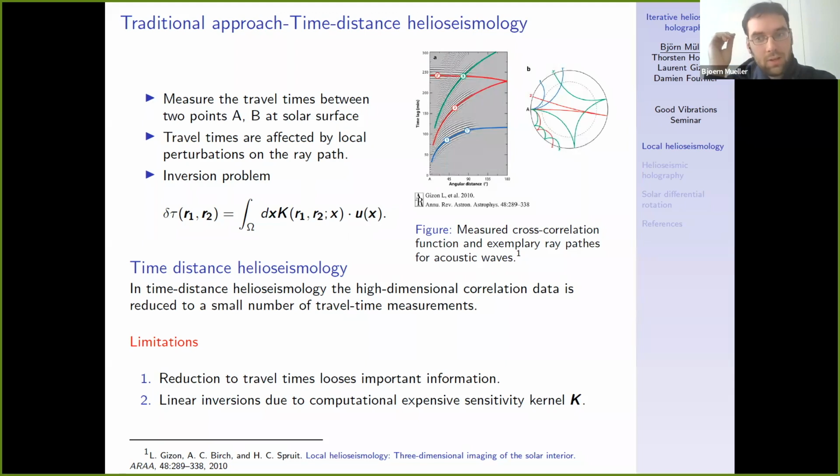Further on, there is some work on extending time-distance helioseismology also to nonlinear problems. If we are interested in differential rotation, for example, the perturbation of the cross correlation is nonlinear and can't be tackled by just linear equations anymore. But it's not really common up to now in the helioseismology community, and the reason is that these sensitivity gradients K are very hard to compute. They are computationally very expensive. So in most cases we are dealing just with linear inversions in helioseismology, in particular in time-distance helioseismology.